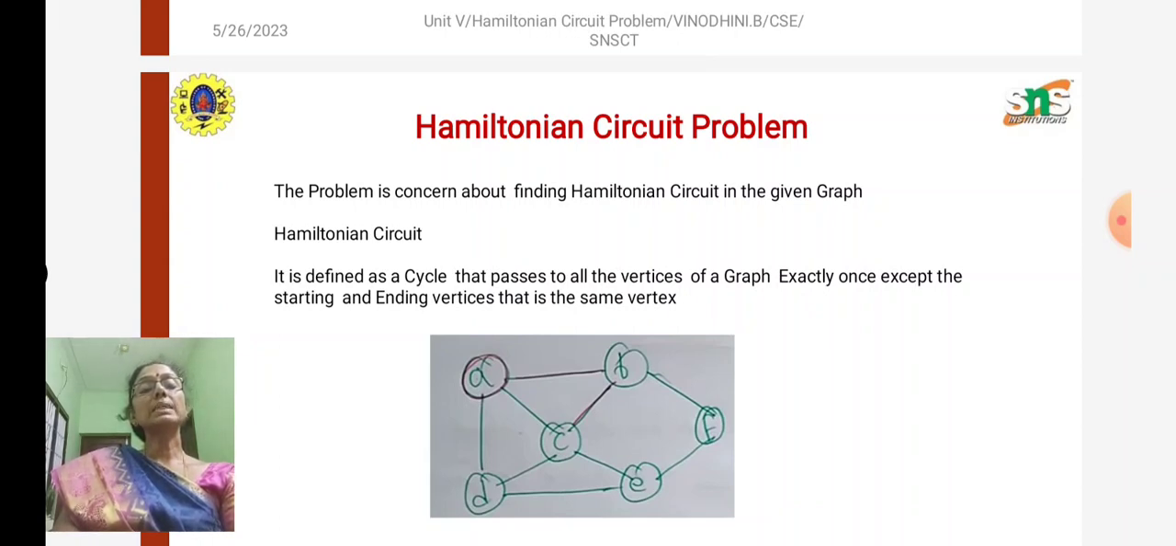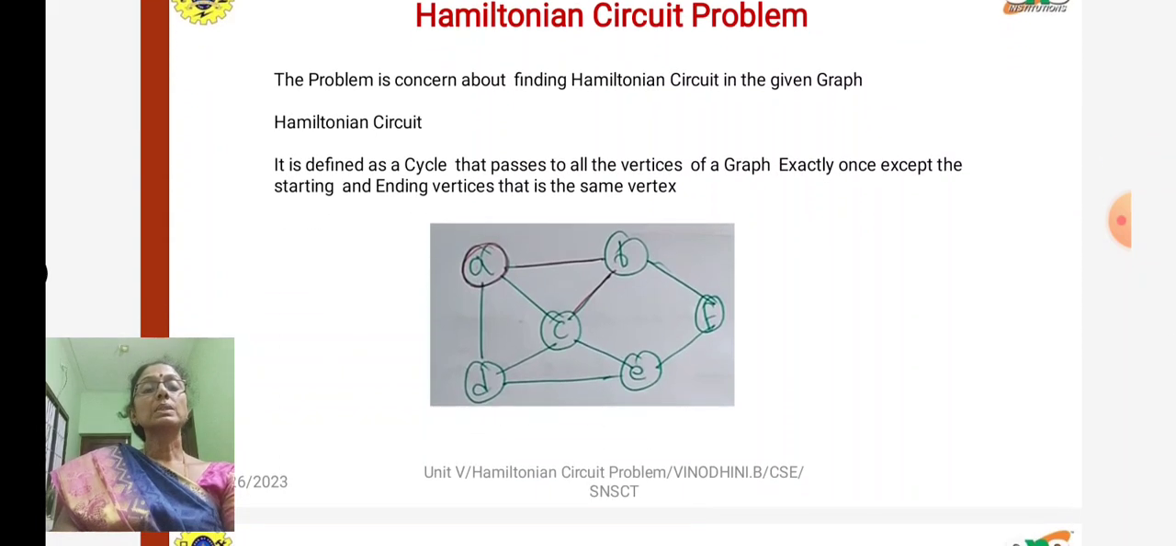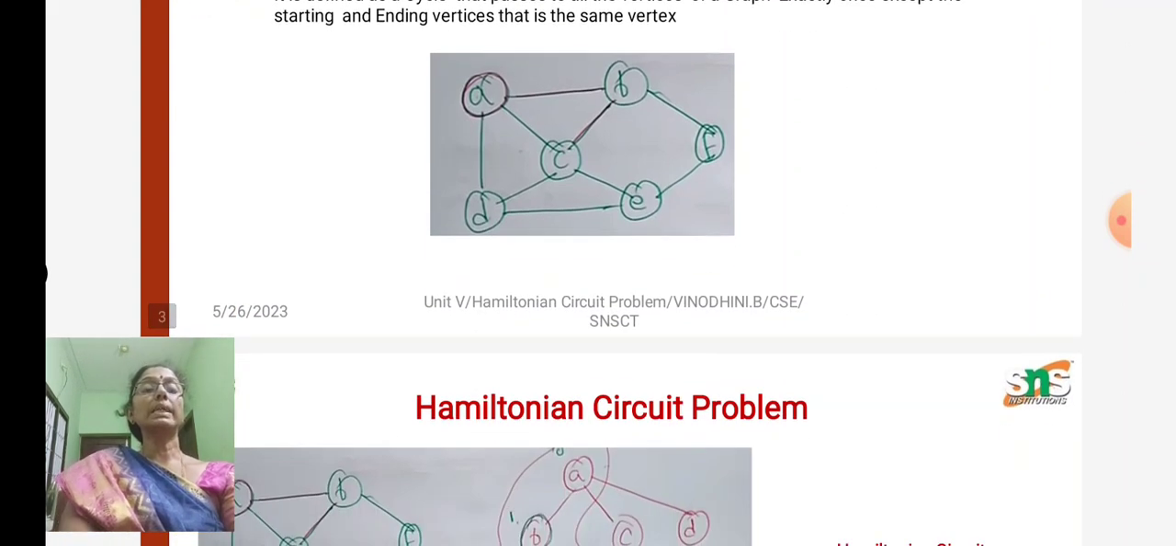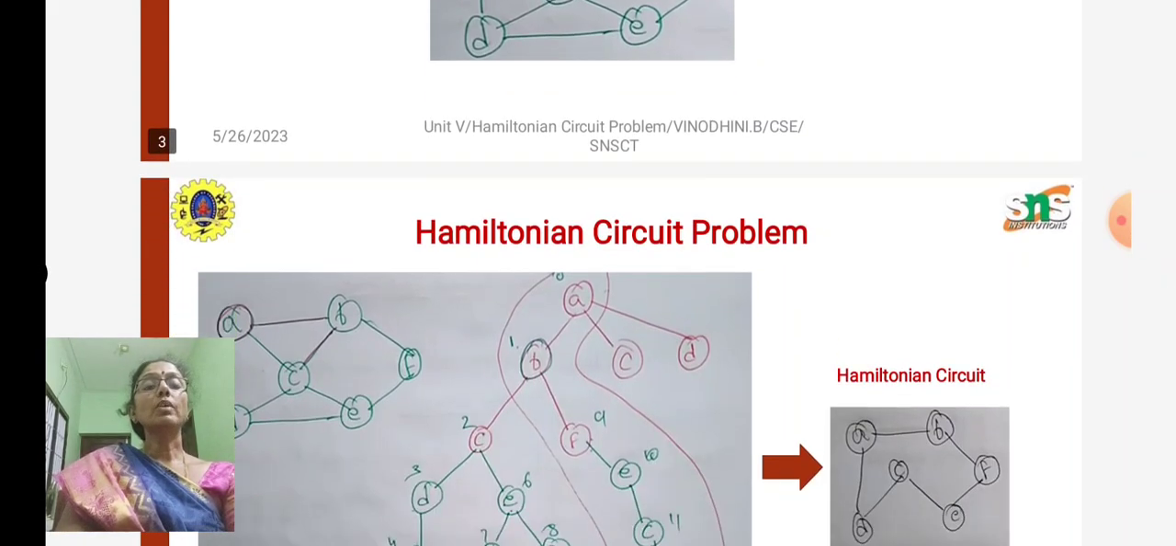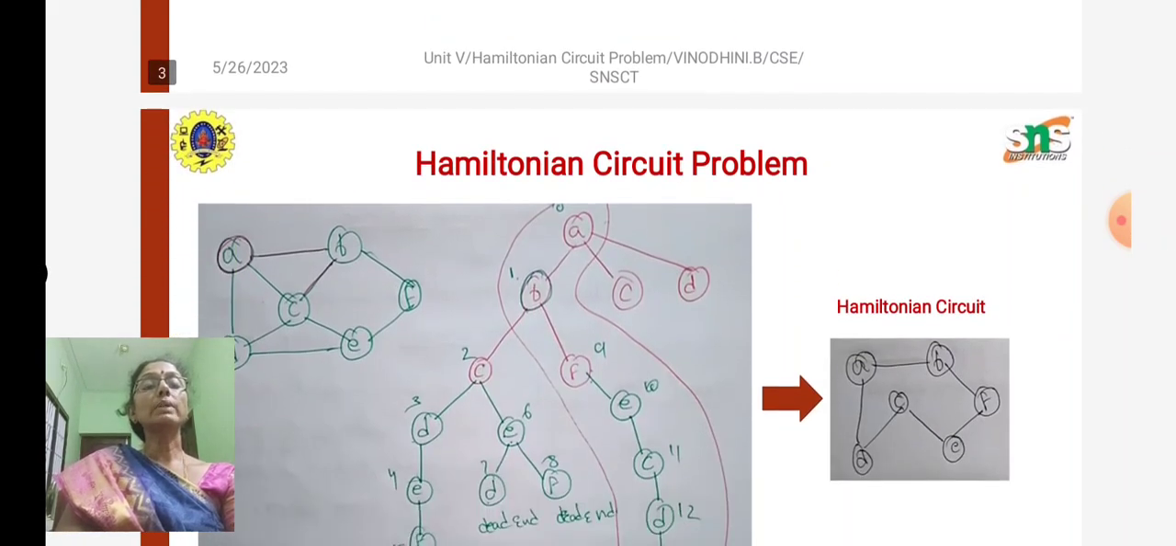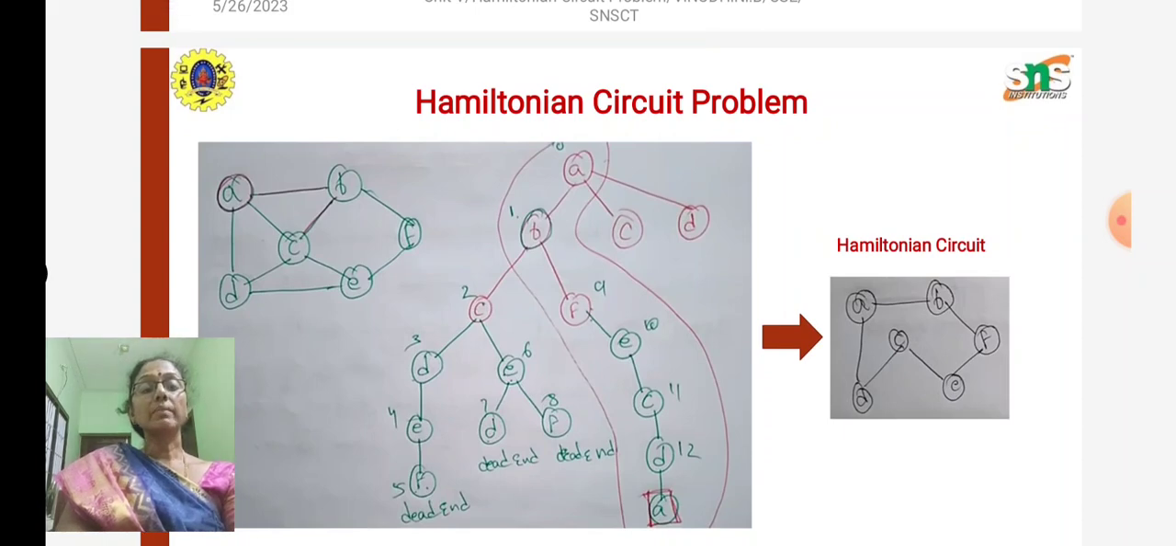It is defined as a cycle that passes through all the vertices of a graph exactly once, except the starting and ending vertices, which are the same vertex. This is the Hamiltonian circuit definition. So this is the graph, an undirected graph. In that graph we are going to find out whether it contains a Hamiltonian path or not. For that, we trace the given problem using depth first search.